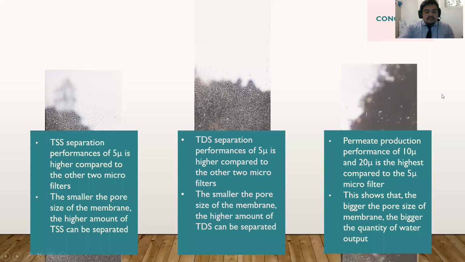TSS separation performance of 5 micron is higher compared to the other two microfilters. The smaller the pore size of the membrane, the higher the amount of TSS can be separated. TDS separation performance of 5 micron is higher compared to the other two microfilters. The smaller the pore size of the membrane, the higher the amount of TDS can be separated. Next, the permeate production performance of 10 micron and 20 micron is the highest compared to the 5 micron microfilter. This shows that the bigger the pore size of the membrane, the bigger the quantity of water output. So the quantity of water output increases as the feed pressure increases.